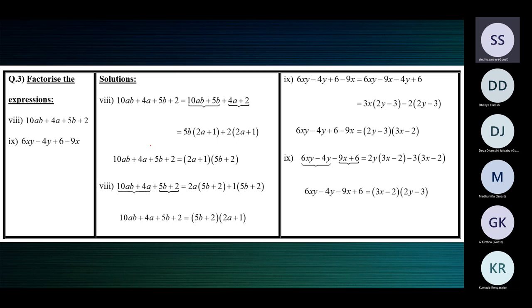Ma'am, we must know both the things or one thing is enough, ma'am? Oh, one will do. Yes. It's better you work both the methods. You should understand everything which is on the screen. That's important.